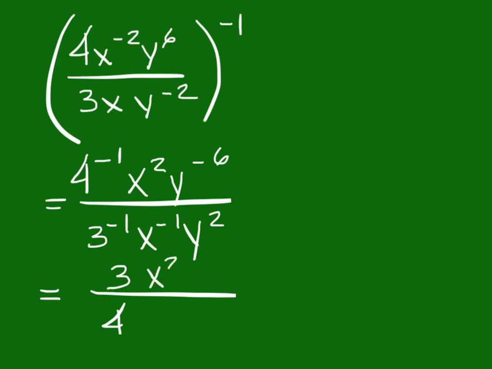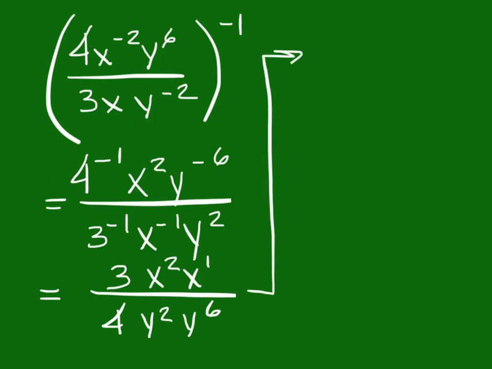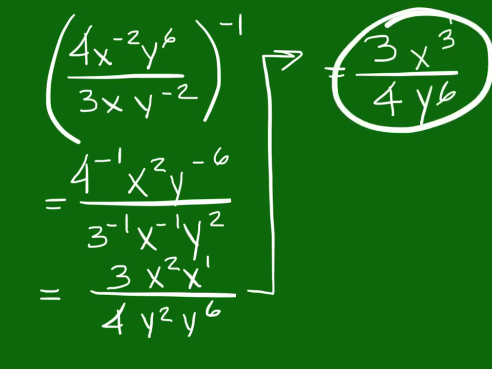X to the second stays on top. X to the first will go with it. Y to the second stays on the bottom. And y to the -6 goes with it, becomes positive. And now we can simplify. 3 over 4 will stay the same. But now you'll have x to the third on the top and y to the 6th on the bottom. Yeah, that should be y to the 8th on the bottom. Y to the 8th.